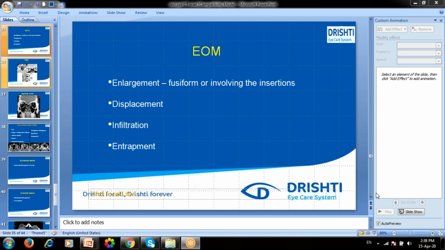The other main role of the CT scan is while doing surgery. If you want to remove the mass, you need to have the measurement of the mass: how big the mass is and till where the extension of the mass is, so that it will help you remove the mass easily. So in those cases the CT scan has a role over the B scan.